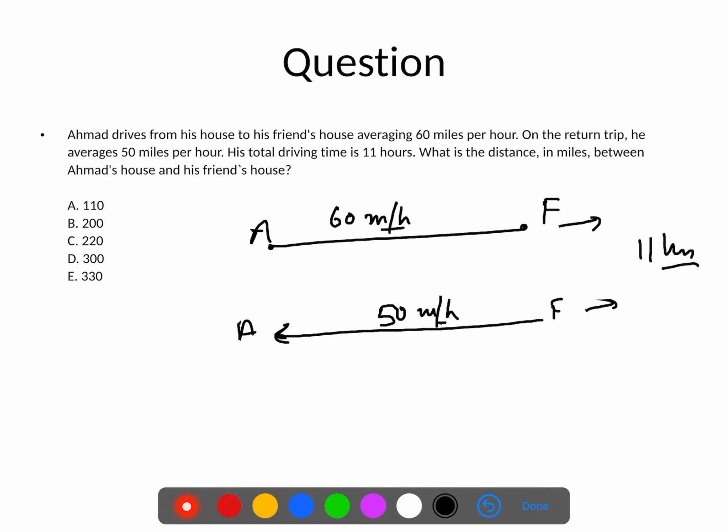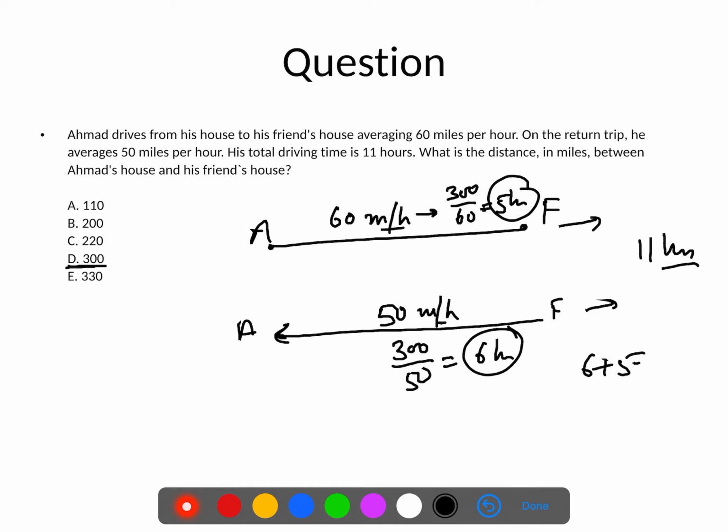Instead of getting into some sort of equation, we can do it by options. That's a better method. Let's say we take 300 miles to be the distance. The time taken would be distance over speed, 5 hours, and the time taken on the return would be distance over speed, 6 hours. 6 hours plus 5 hours is 11 hours. That's the answer.